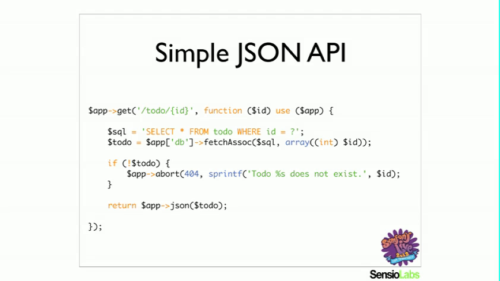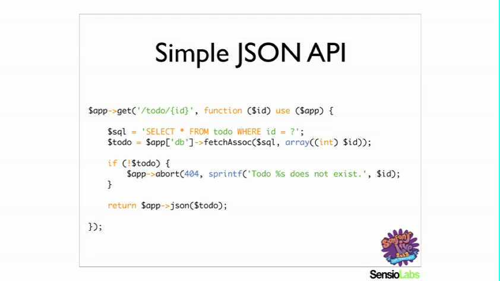In this case, we now have Doctrine implemented, so for a simple to-do get, we could map the /to-do/id, and then call app db, select star from to-do, where ID equals some value that was passed into the request. If I don't find the to-do, I want to abort the request with a 404 error. Otherwise, I just want to return the app JSON encoded to-do.